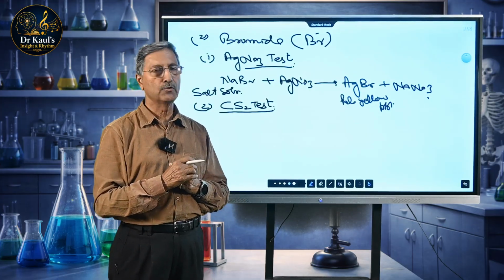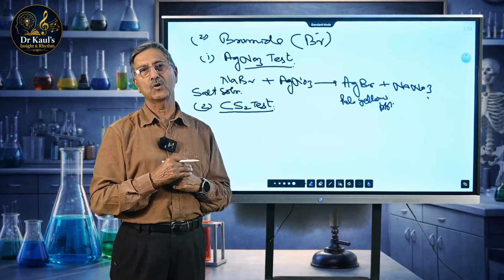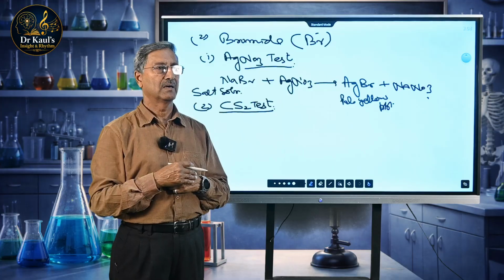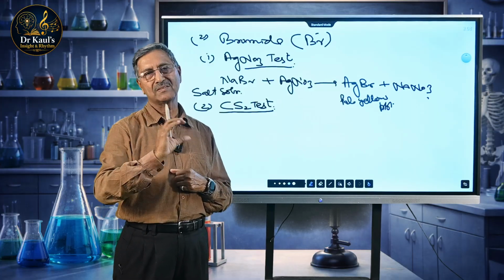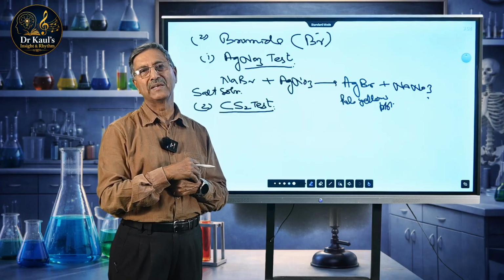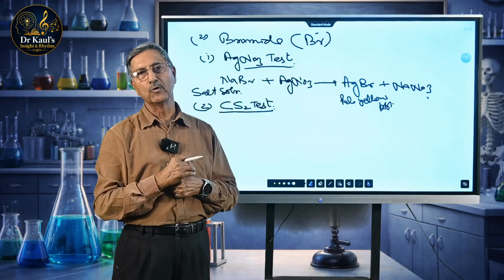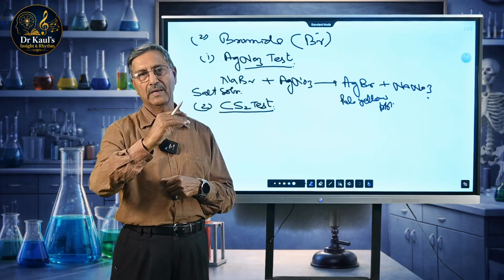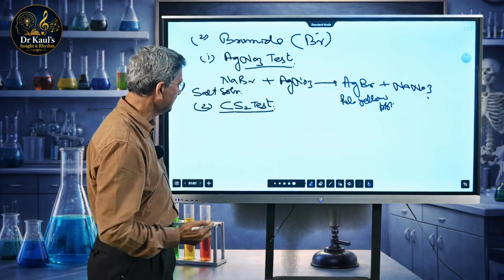Why are we saying both the solutions? Because CS2, being an organic liquid, is not miscible with the water solution. So when we mix the two, and after shaking say for half a minute, then when we leave it, if we get a yellow color in the organic layer, which is the lower layer, then that confirms the presence of bromine. So how does it happen?